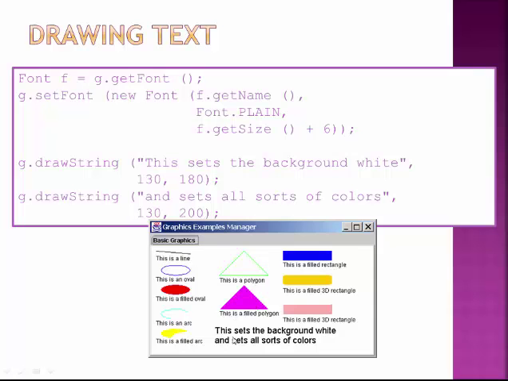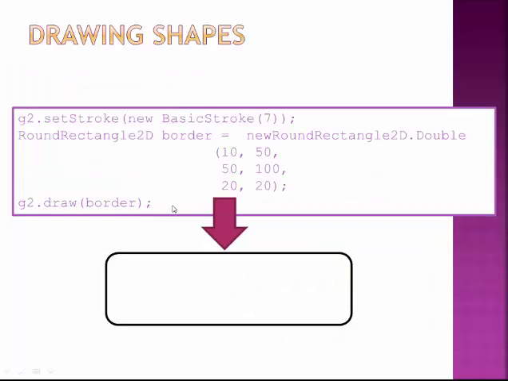This sets the background white and sets all the sorts of colors. You can see that's where this is being drawn. I give it a text, I give it a position at which to draw the text, and boom, it drops it onto my screen. So as far as shapes go, there's a number of different ways I can do advanced shapes.